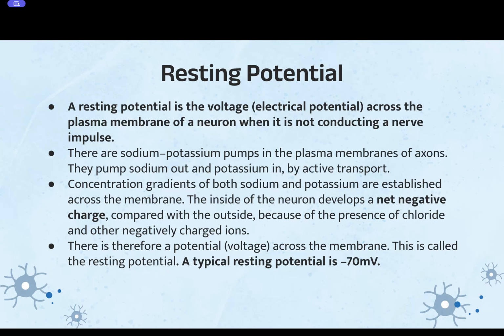At resting potential, the inside of the neuron has a net negative charge compared with the outside because it has chloride and other negatively charged ions. This has nothing to do with the sodium and potassium yet because they're at equilibrium at this point, but the net negative is established by chlorides and other negatively charged ions. Because there's a net negative charge within the neuron, there is a voltage across the membrane, a potential difference across the membrane.